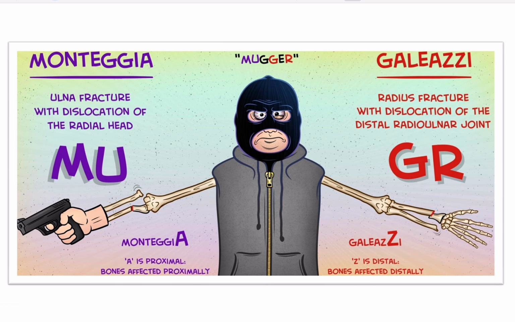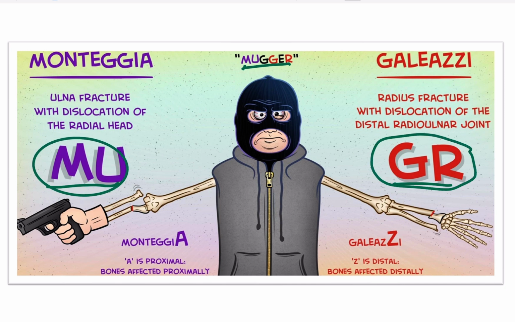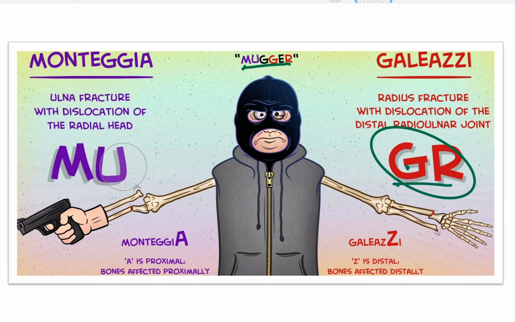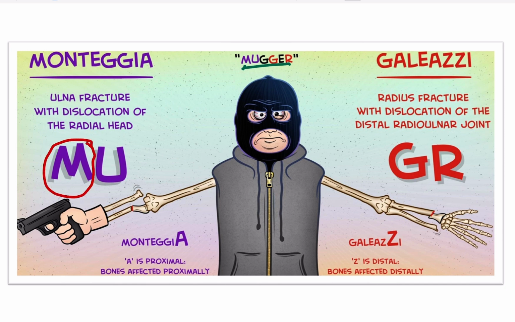One of them is Monteggia, another one is Galeazzi, and the mnemonic is MUGR. M for Monteggia, G for Galeazzi. First of all, this is M for Monteggia, and the second one, G, is for Galeazzi. So let's see the fractures.